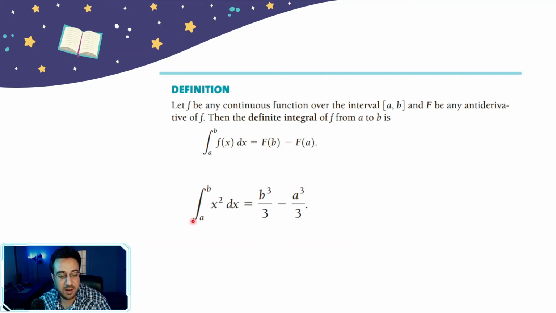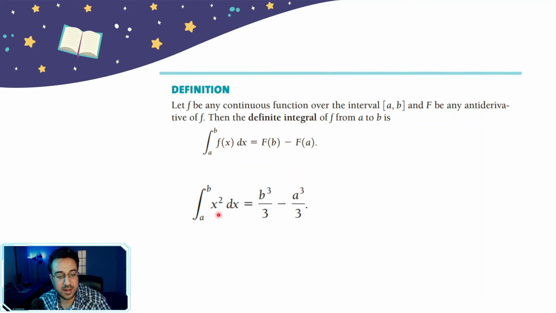Let's take an example. We have the integration from a to b of x squared dx. We can say it is b. So the x squared integration would equal 1 over 3 x cubed.